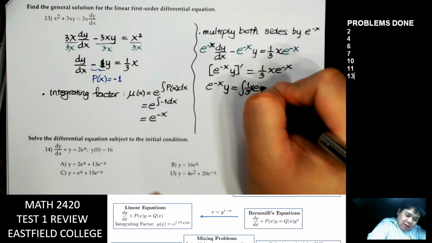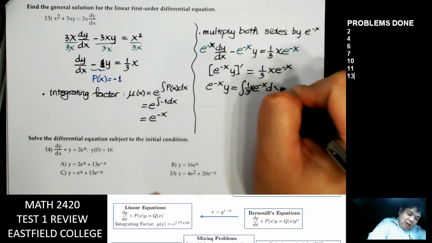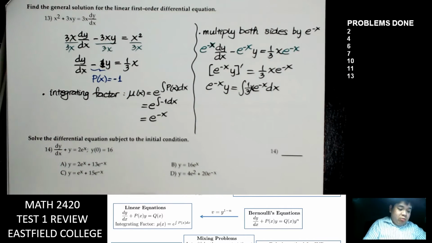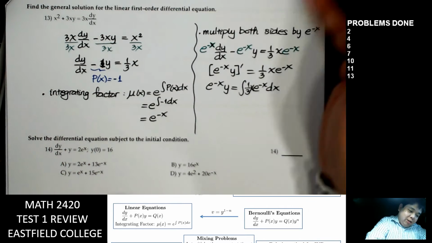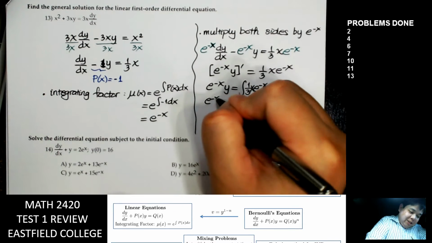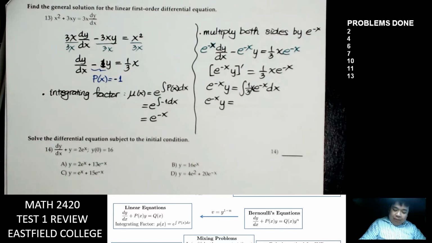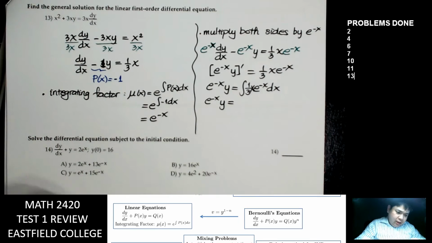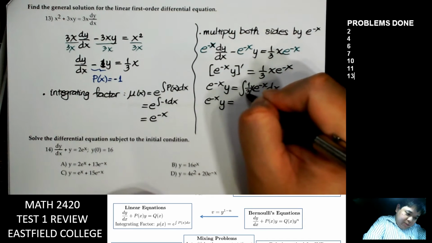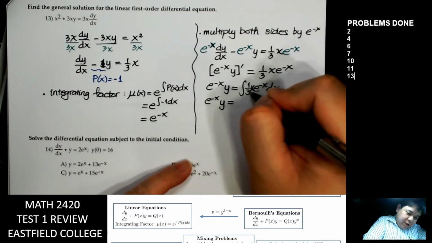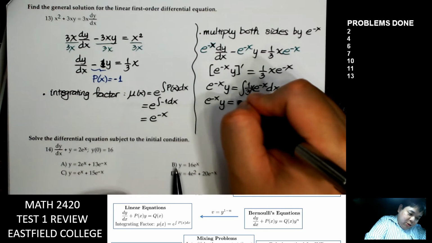That is x e to the negative x dx. It has to be integration by parts. Ouch. Right. So take the 1/3 outside first.